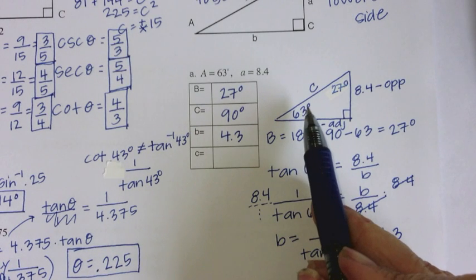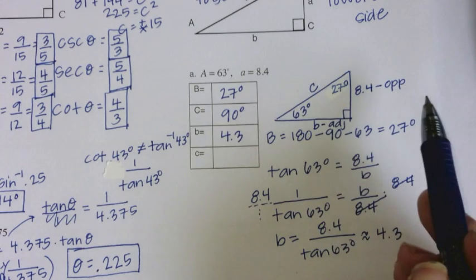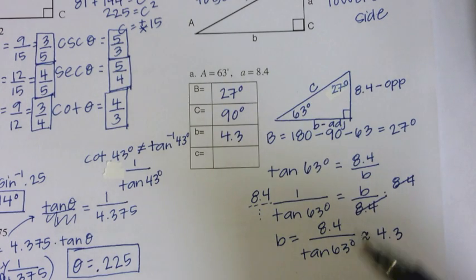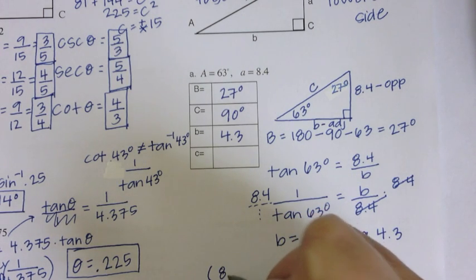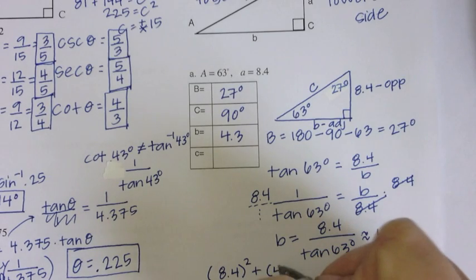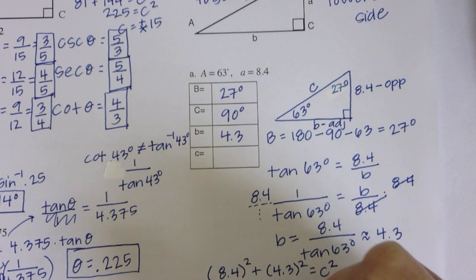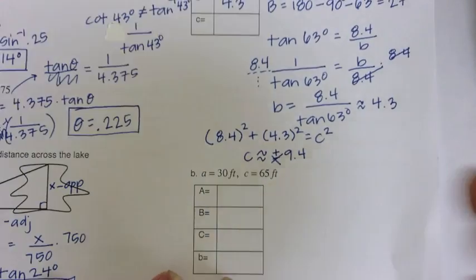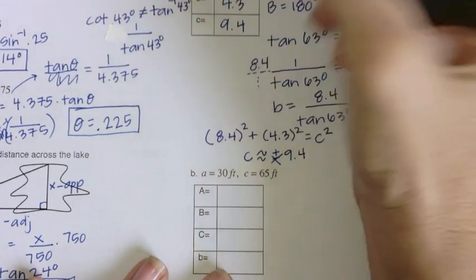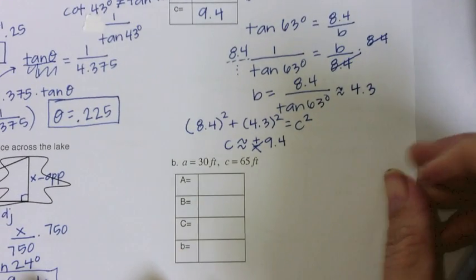And then if you wanted to find side C, you can definitely just use another trig ratio. You could use sine, because that's opposite over hypotenuse, or you could use the Pythagorean theorem, because I think that's much easier. That's what I'm going to do. 8.4 squared plus 4.3 squared equals c squared. And then when you do all your math, you get c is approximately plus or minus 9.4. In the context of the problem, the negative 9.4 doesn't make sense. So that's how you solve that one. B is a little bit different for part B.